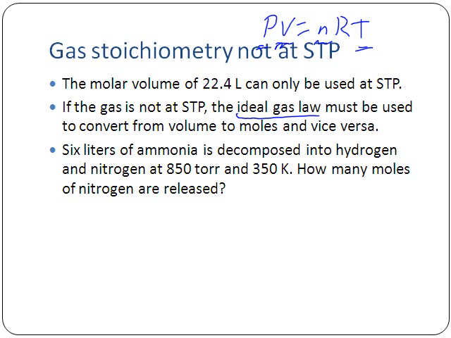So in this case right here, we start off with a case where 6 liters of ammonia is decomposed into hydrogen and nitrogen at 850 torr and 350 Kelvin. How many moles of nitrogen are released?